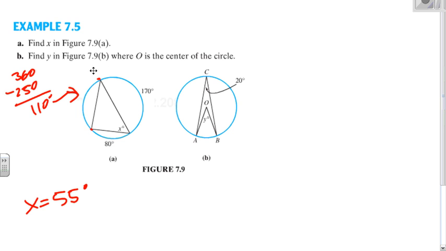In our other figure, find the value of y. This time we're given the measure of the inscribed angle is 20. So that has to be half of the measure of the arc, so the arc must be 40, which means the central angle is also 40. So y equals 40.